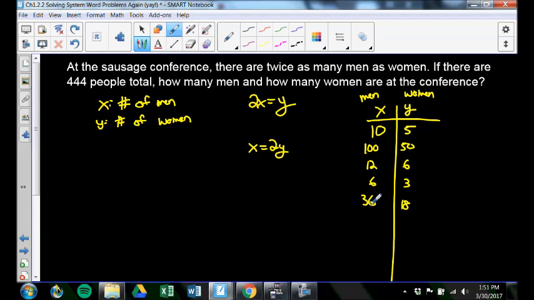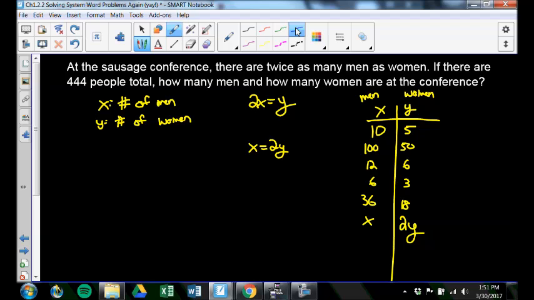And if there were Y women, there would be 2x, no, the other way around, there'd be half x. So I'll do it this way. If there were X men, X-Men, yeah, X-Men, right, Cyclops, there would be 2Y women.